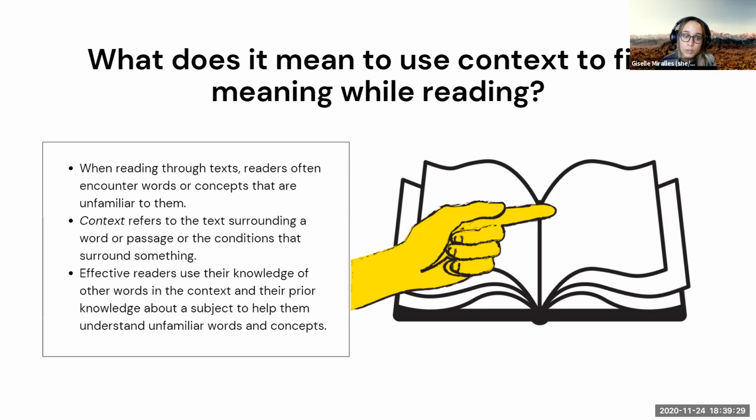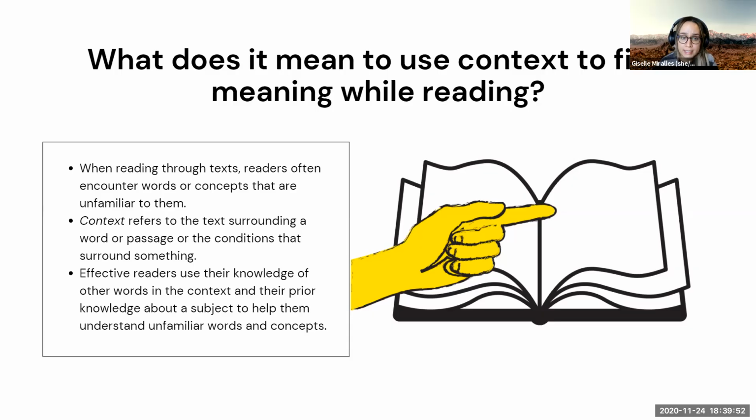So, if you find a word you don't understand in a reading, the context would be everything around it, the sentences and paragraphs that help you understand what that word might mean. Effective readers use their knowledge of other words in the context and their prior knowledge about a subject to help them understand unfamiliar words and concepts.